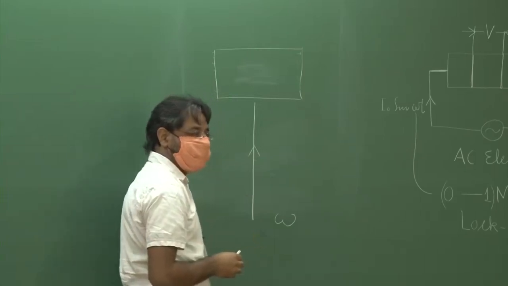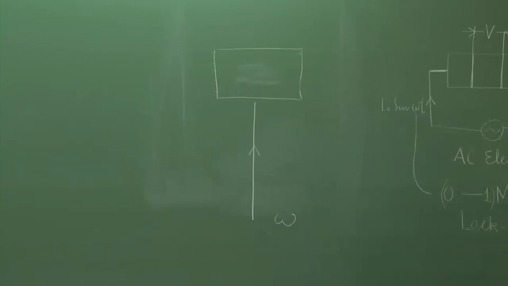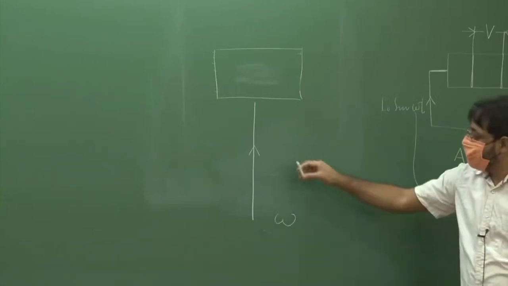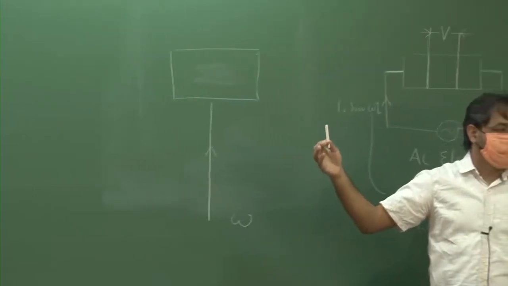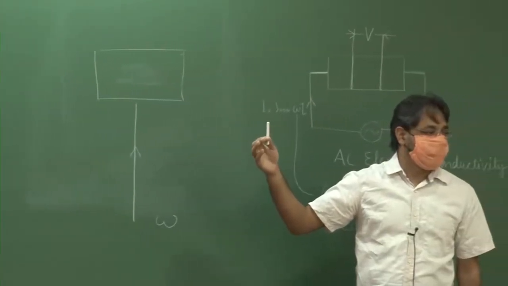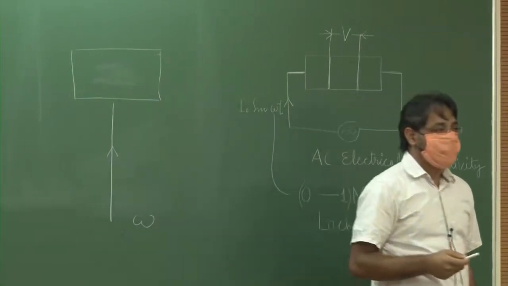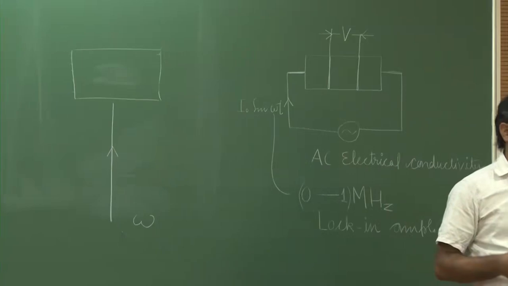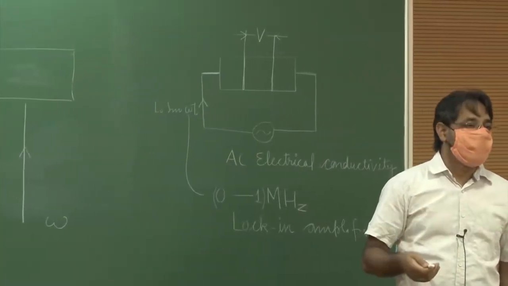So what is your experience? Let's talk about visible light. The frequency is of the order of 10 to the power 14, 15 hertz. So, do you think visible light penetrates the metallic solids? Does it penetrate a copper block? Does it penetrate a silver mirror?